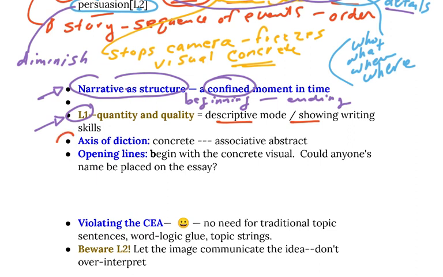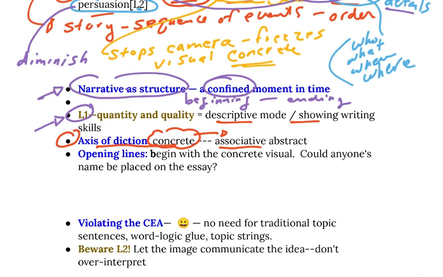And similarly, as we move back and forth among the modes, there's an axis of words, of diction. So sometimes your language is going to be very concrete and specific, and then at times you may move into more associative, abstract words. But you want to pay attention and be aware of that movement. It'll become a little bit clearer as I do some annotating of some ideal essays, but I just want to introduce this concept because it will be important.